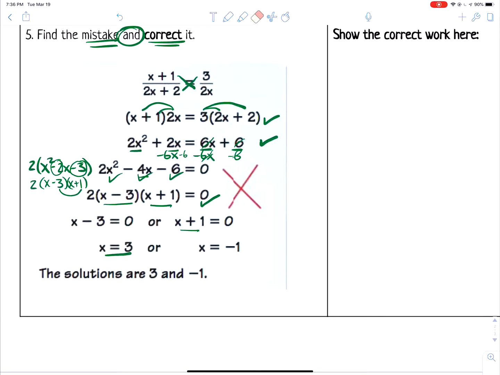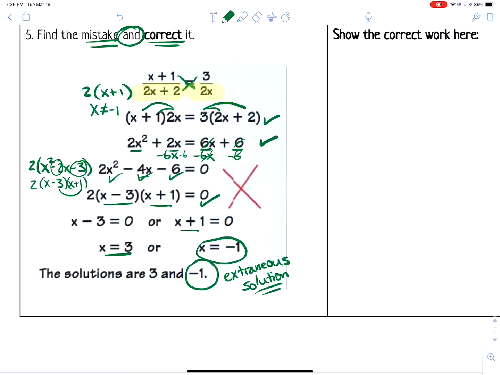So, let's see. If you factor out the denominator in this original equation, you would have 2 times x plus 1 over here. So x cannot equal negative 1 is the problem. So this one right here at the very end of the problem would be an extraneous solution. So everything looked good up until their answer because they just didn't check to make sure it was not extraneous.